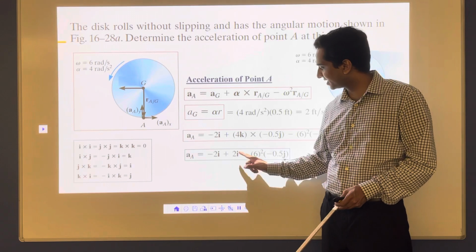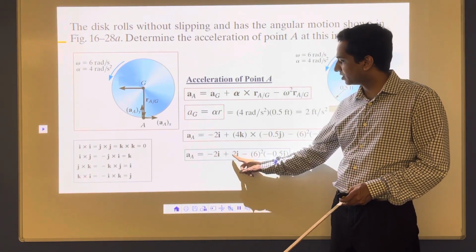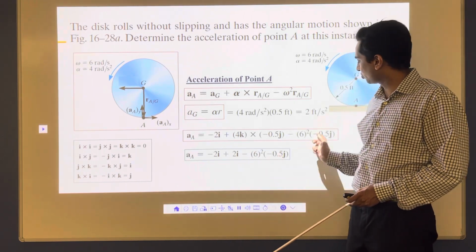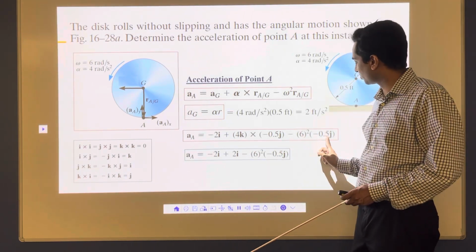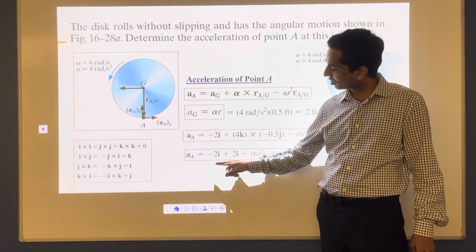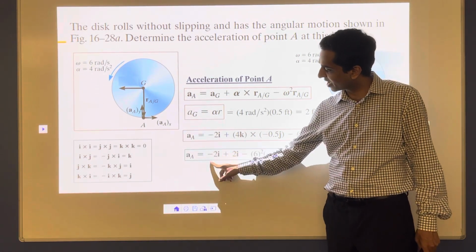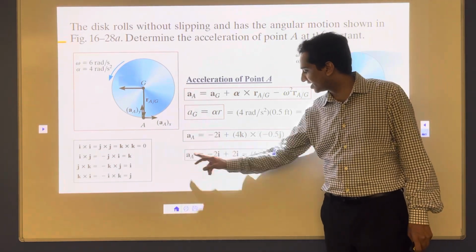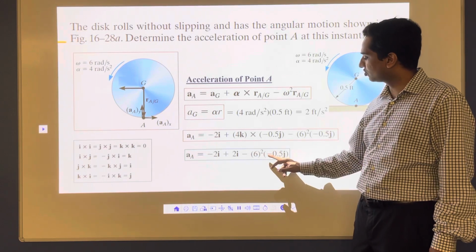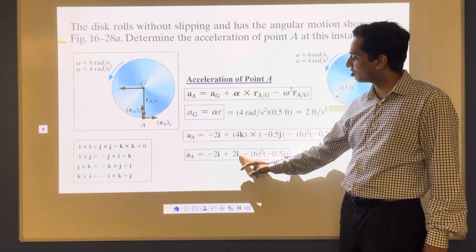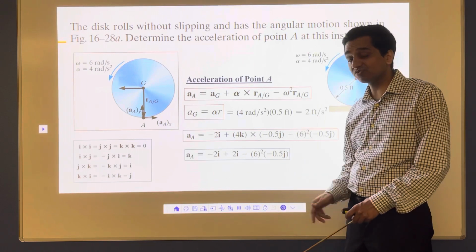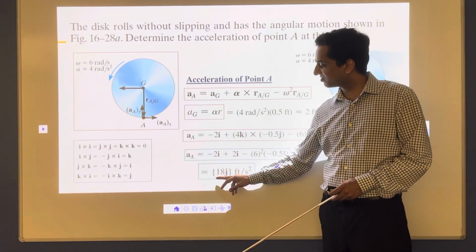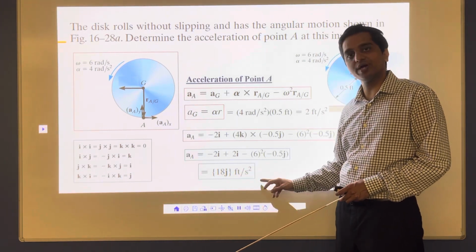minus 2, I'm going to keep it like that. This k cross j will become i, and this 4 into 0.5 will become 2. So I'm going to write that down, and I'm going to keep it like that here for the 6 and minus 0.5 for now. Now if I look at it, what I see is that minus 2 plus 2 cancel each other out. So I'm going to cancel that out. It means acceleration of A is equal to 6 square into minus 0.5j, and I already have a minus sign here. So that minus and that minus will become plus. And what I get is that the acceleration of point A is 18j feet per second square, and that's it.